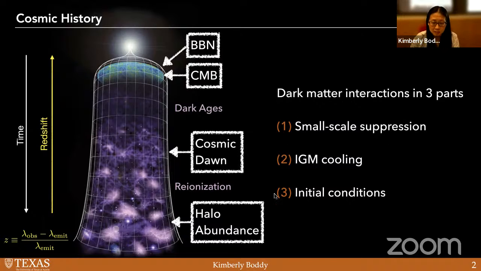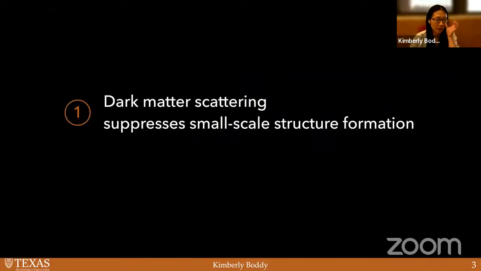And so these different points correspond to probing dark matter physics that happens at various eras and have an impact on various observables. So to begin with, the first part that we're going to look at can be summarized as: dark matter scattering suppresses small scale structure formation. Okay, so what do I mean by that?